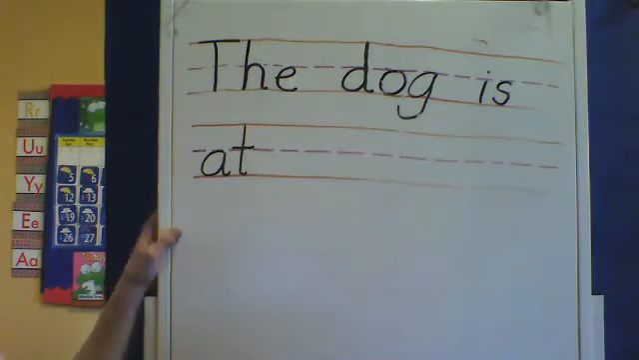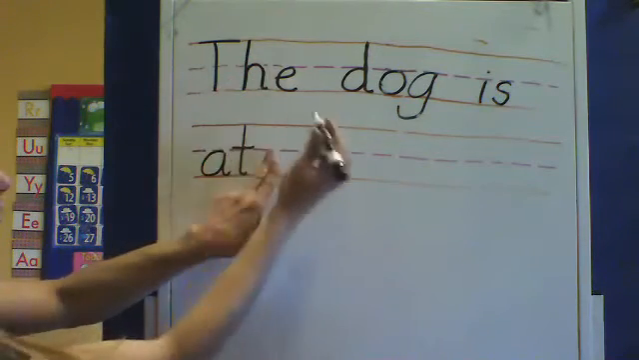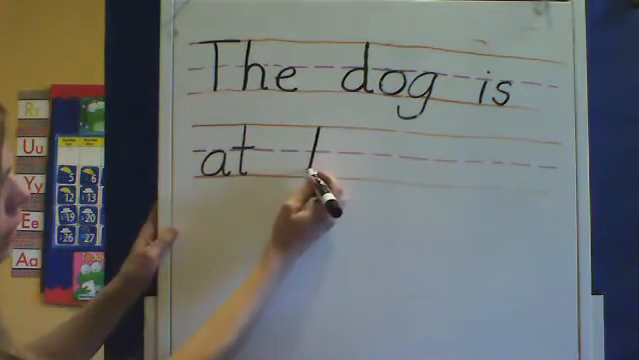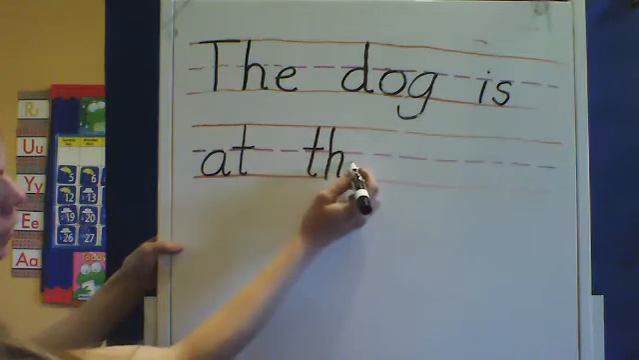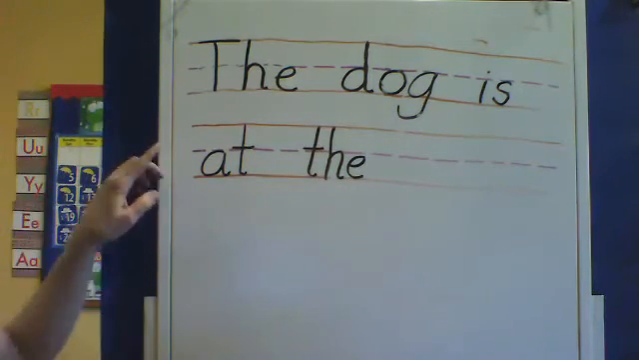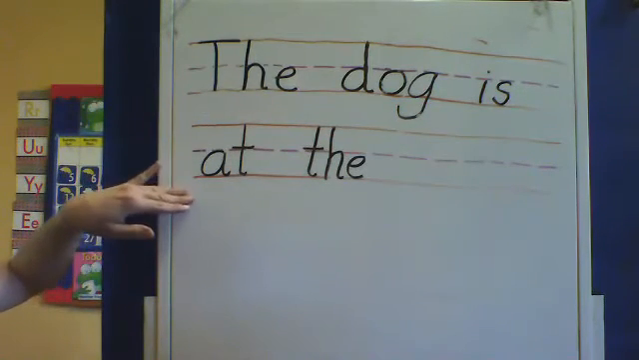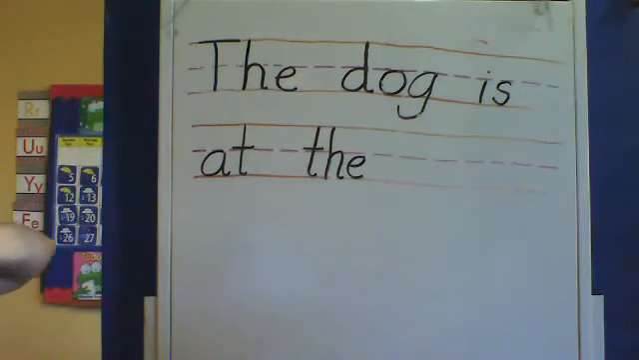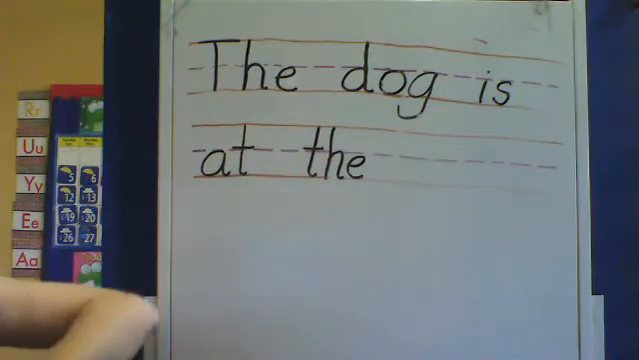At. The. Two finger spaces, just like up here, but without the uppercase, because now we're in the middle of our word. At the. We talked about just because we're out of room and we come down here, it does not mean that we start with an uppercase. That's only at the beginning of every sentence, and we're still in the middle of our sentence. We just ran out of room.